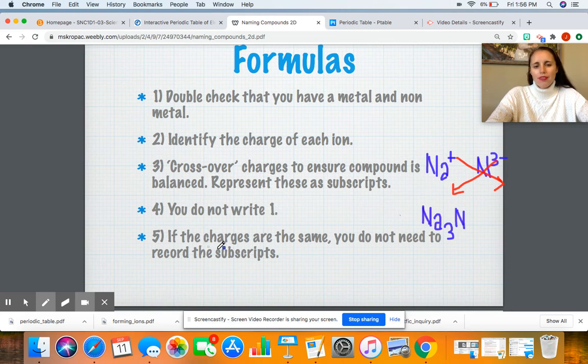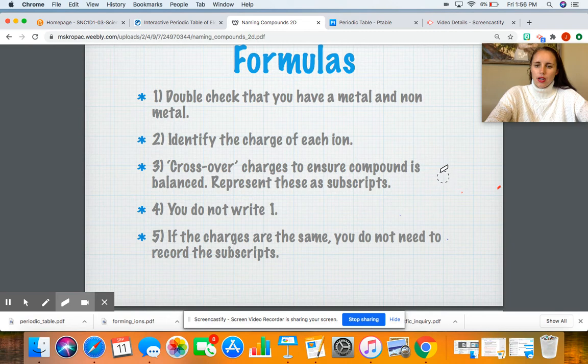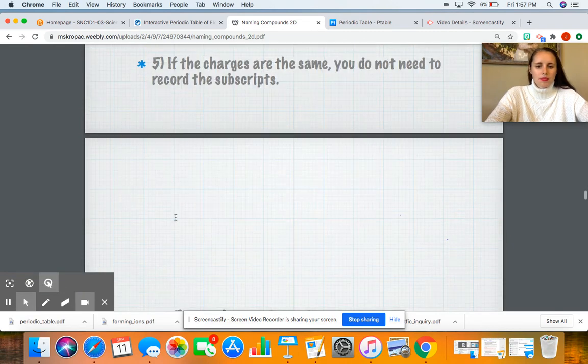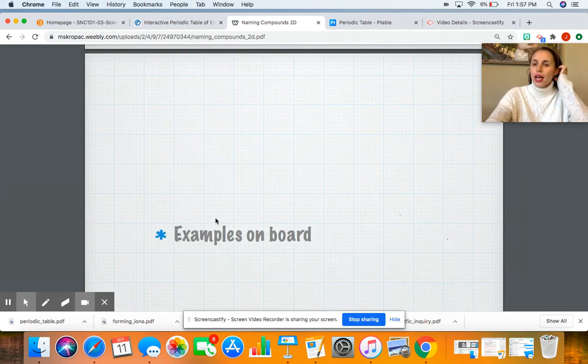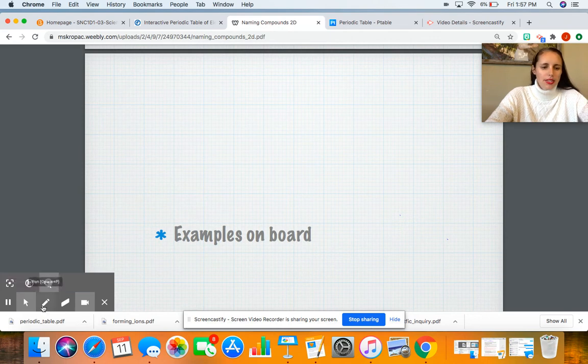One last rule: if the charges are the same, you don't need to record the subscript. So if these were the same number, if this was a 3 and this was also a 3, I don't have to write either 3. I'm going to show you an example of that in a second. So now that we have an idea of this, we are going to do some examples. I'm going to use this whiteboard for some examples, and I'm going to give you a couple of elements and we're going to practice these together.